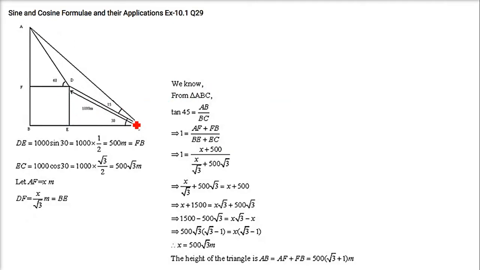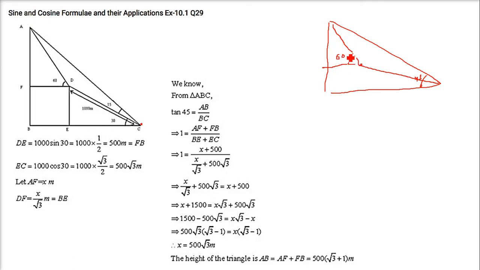Now here the question is that from here a person is watching the top and he is watching the angle to be 45 degree. So this is the top, he is watching this to be 45 degree. Now at 30 degree there is a slope, he reaches here. Now he watches it, the angle of elevation becomes 60 degree, right? This is 60 degree.